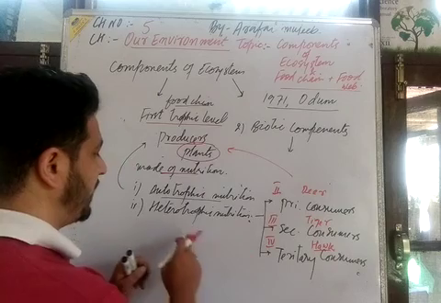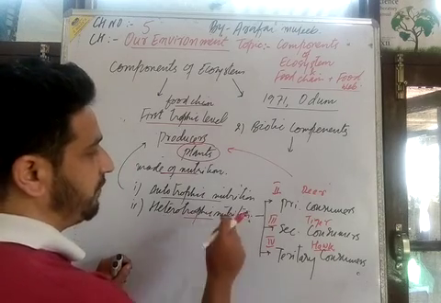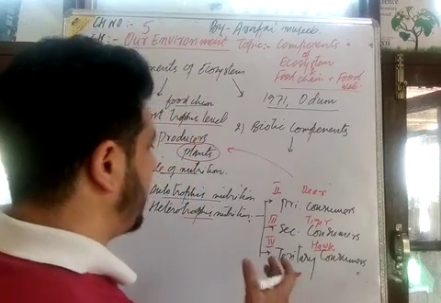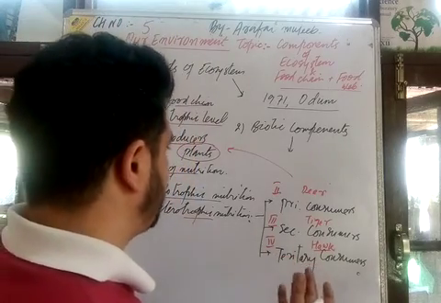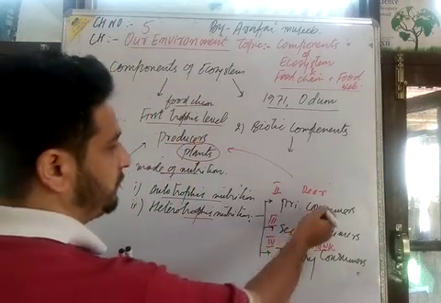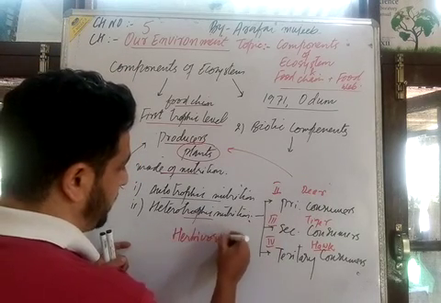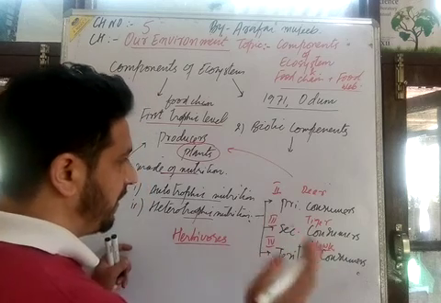So that means heterotrophic nutrition can be further categorized on the basis of what type of food they eat. Some primary consumers are herbivores, है ना, they feed directly on the grass, plants.